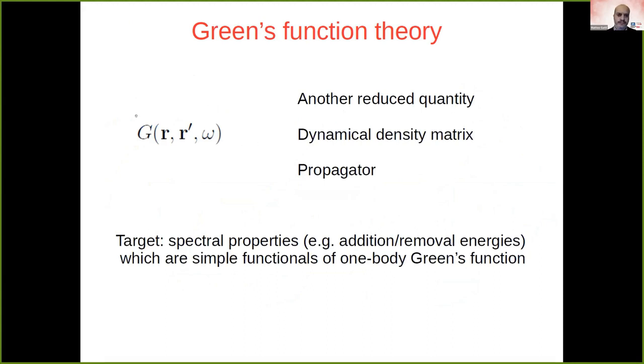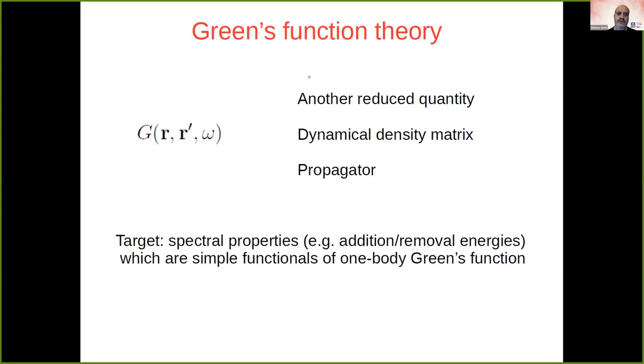The Green's function is another reduced quantity. It's a quantity that always depends only on two space coordinates and one frequency, independently of the number of electrons. Like the density that is always depending on one coordinate independently of the number of electrons. That's why we call them reduced quantities. We can understand the Green's function, which has already been introduced this morning by Andrea Ferretti, as a dynamical density matrix, or alternatively as a propagator of one additional particle in the system.